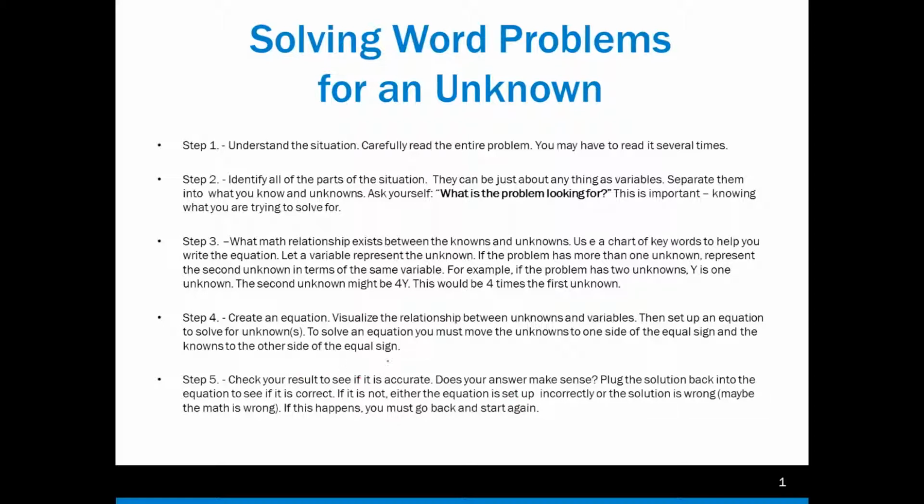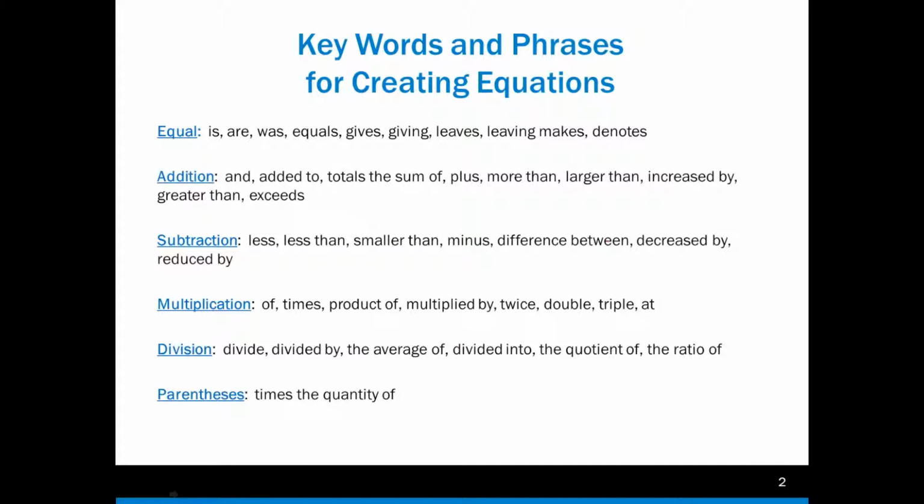Again, you can pause the video at any time and jot these down. Keywords and phrases for creating equations. When you're reading the problem, you're going to be reading in English, and like I said, a lot of students have difficulty translating the English into mathematical operators. So this is just a list of words that denote the mathematical operator.